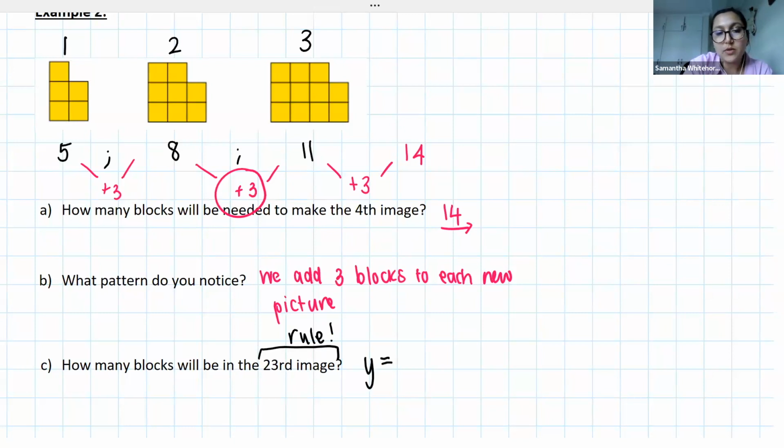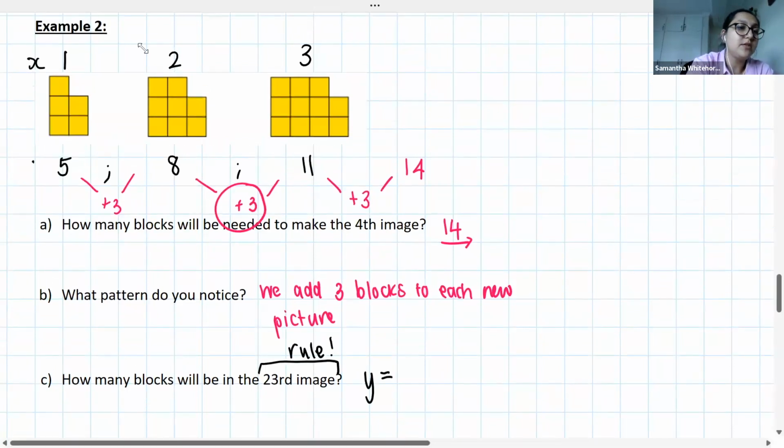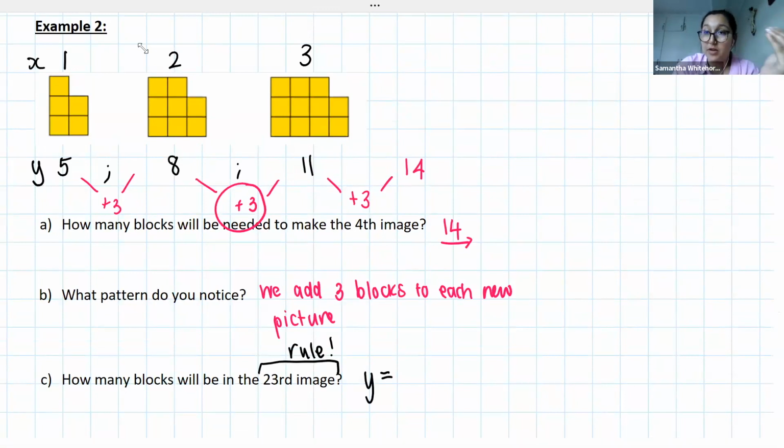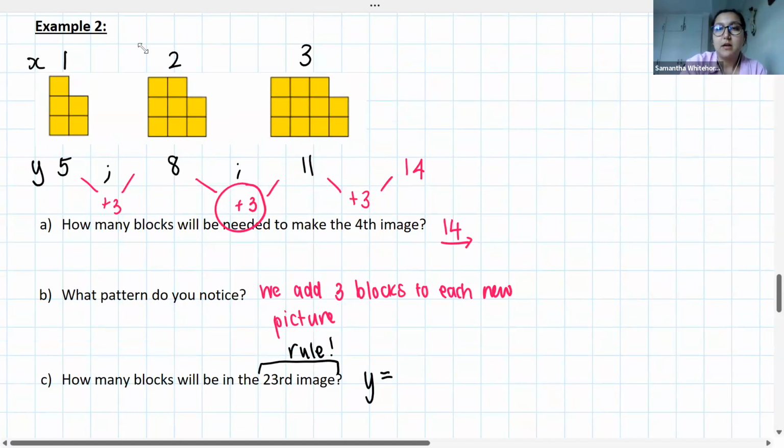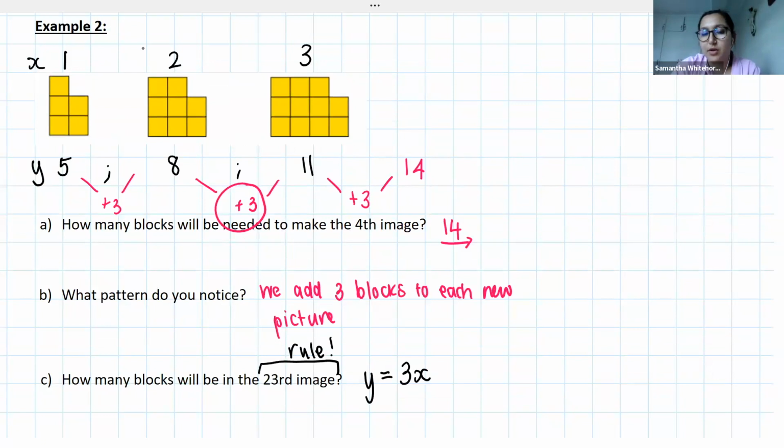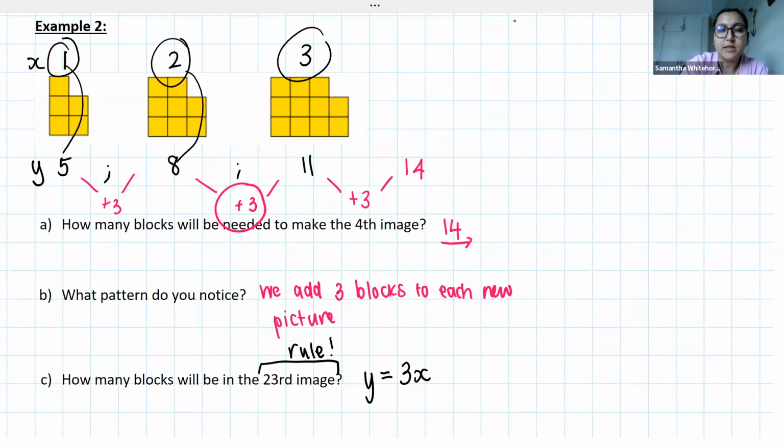So y equals, remember, these are our input values. These are our output values. How am I getting from x to y? I've given you the trick that whatever you add or subtract is your coefficient to x. So we know that we've got 3x. And then we need to see if we need to add or subtract anything. If I go to my x values, 3 times 1 is 3, but I want 5. So I need to add 2. Let's double check. 2 times 3 is 6, plus 2 is 8. 3 times 3 is 9, plus 2 is 11. So we know my rule here is 3x plus 2.